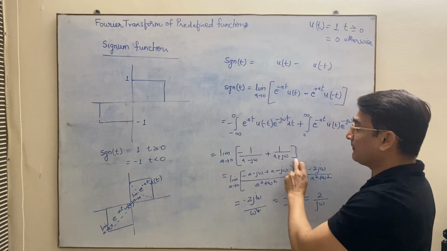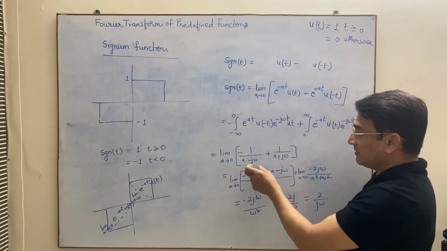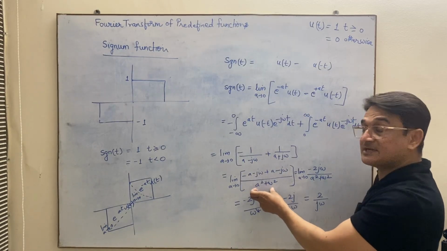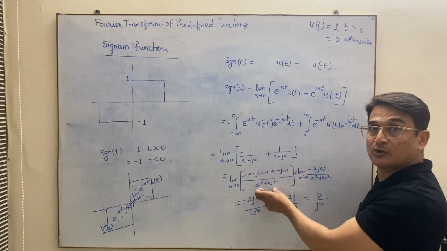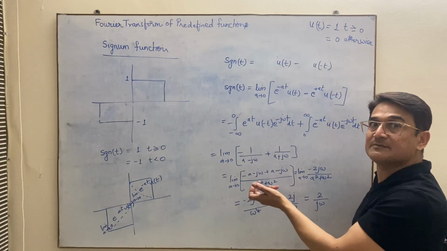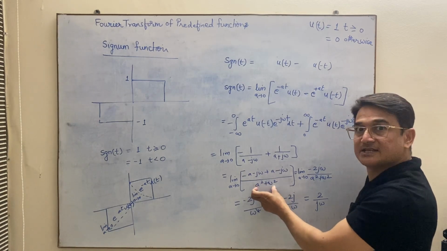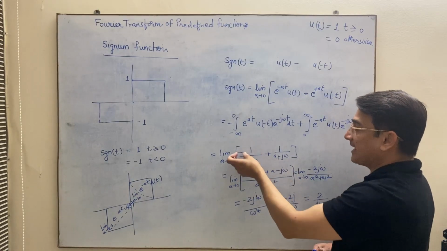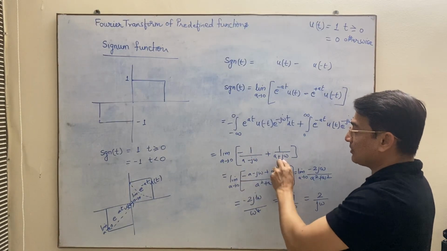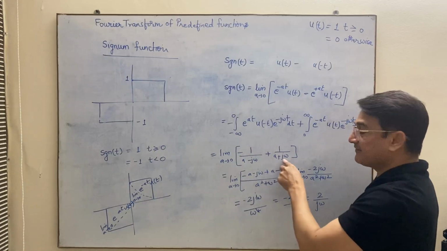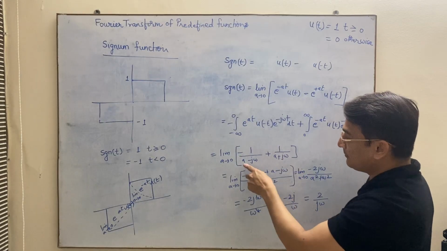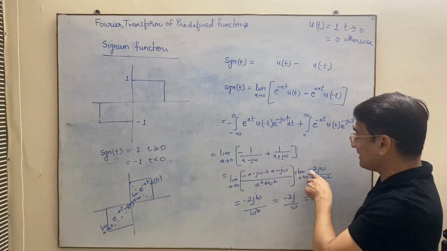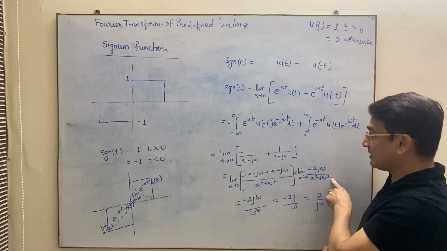So when you calculate this, the denominator will be (a plus j omega)(a minus j omega), that is a square minus j square omega square, and j square gives the value minus 1. So that is why it is a square plus omega square. In the numerator it is minus a minus j omega, because the minus will be multiplied with both these terms, and this will be a minus j omega. So minus a and plus a will get cancelled and you will get minus 2 j omega upon a square plus omega square.